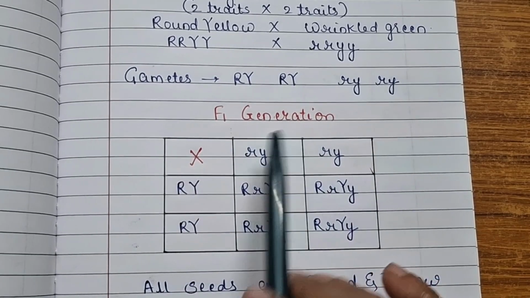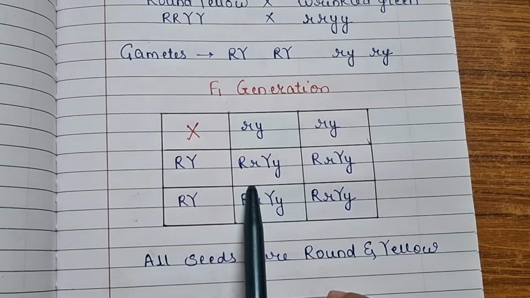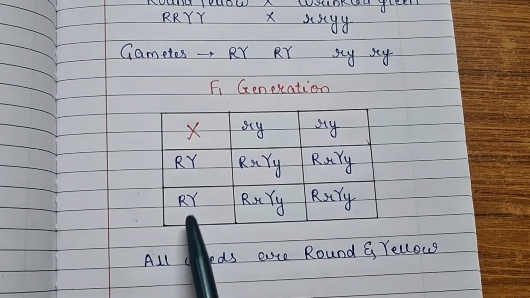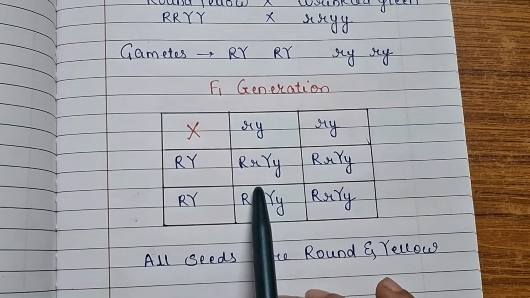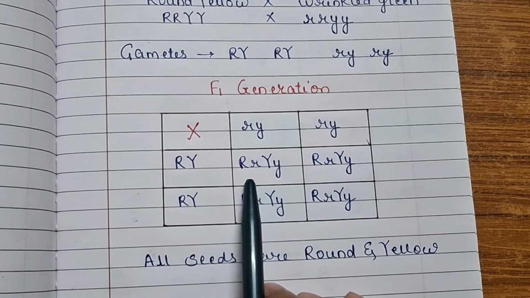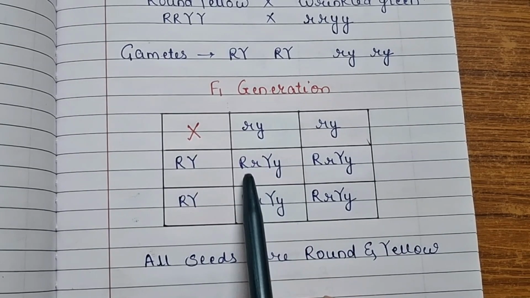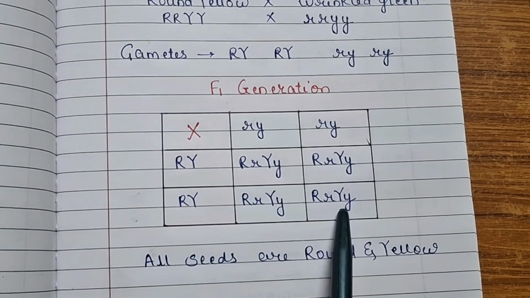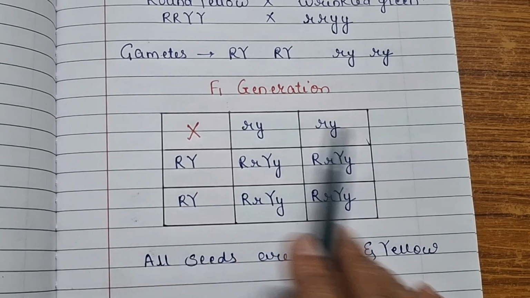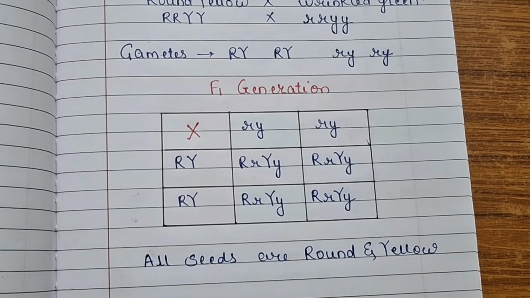Means the first checkerboard we get of the F1 generation is of this type. RY is crossed with ry. When we write the fusion, the hybrid combination of the gametes, always the capital part we write first, and that is the dominant trait. So here R, Y, R, Y. The same thing we get here. So from this we conclude that all the seeds from this F1 generation are round and yellow. So round and yellow are the dominant traits of this F1 generation.